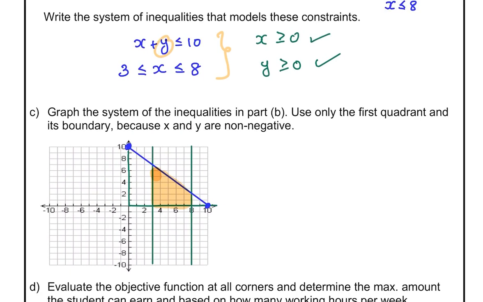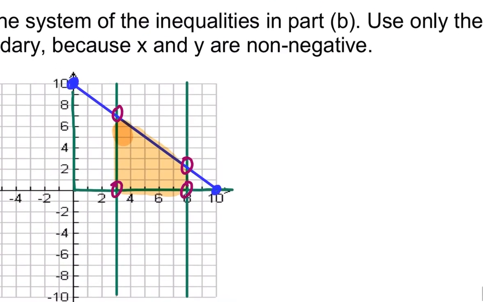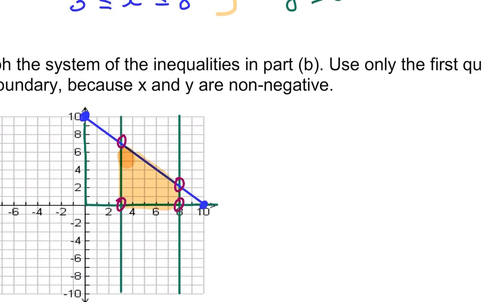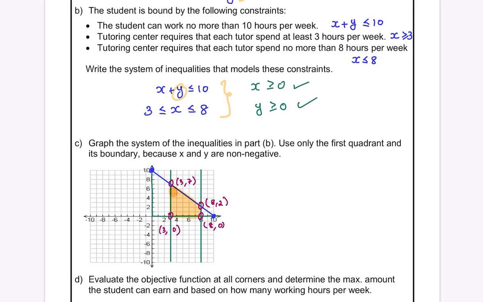And the corners are, these are my corners. 1, 2, 3, 4. So if I write down the values for these corners, it looks like here I have x is 8 and y is 0. And here I have x is 8 and y is 2. And here I have x to be 3 and y to be 7. And here I have x to be 3 and y to be 0. So I have 4 corners, right? I have 4 values there.